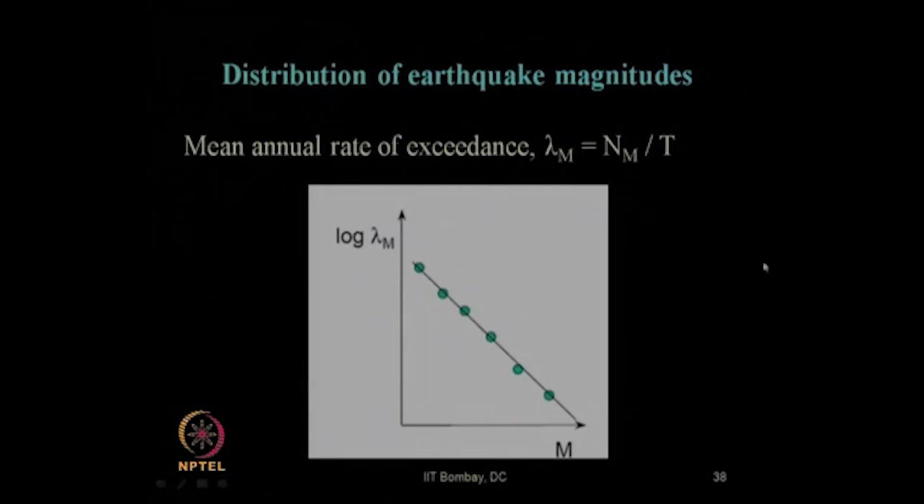Okay. So, if we plot the same distribution now as log of lambda m versus m, the same pattern will follow, because obviously you have divided only by the number of years you have chosen for the number of events which you have selected. So, this is called the mean annual rate. Annual rate means per year, right. So, that is what we have obtained, the rate of exceedance of that magnitude m.